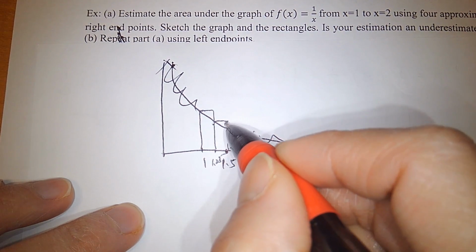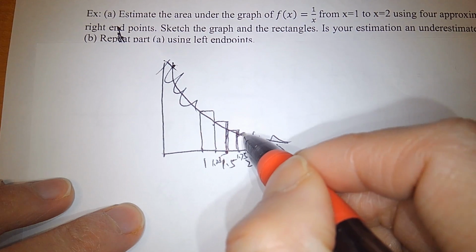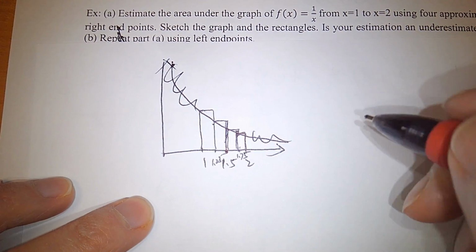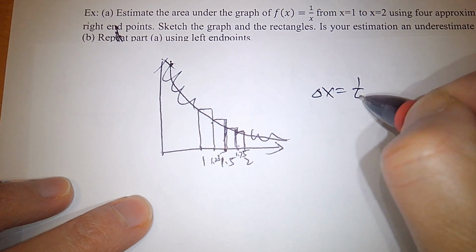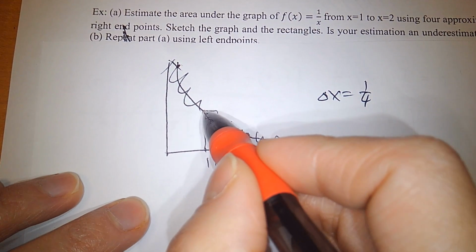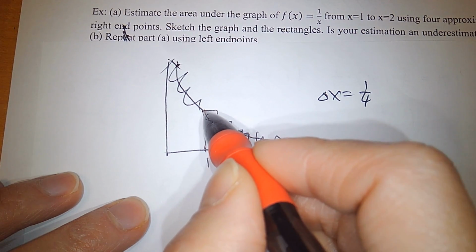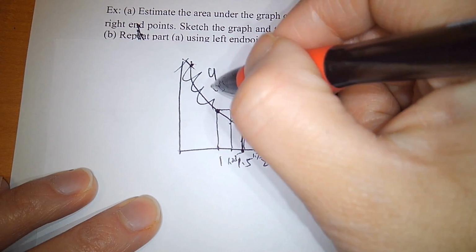They should have the same width, okay? So what is the width for each rectangle? Same. Delta x is 1/4, right? However, we need to recalculate what? The height, right? This height should be what? This is y equals 1 over x.